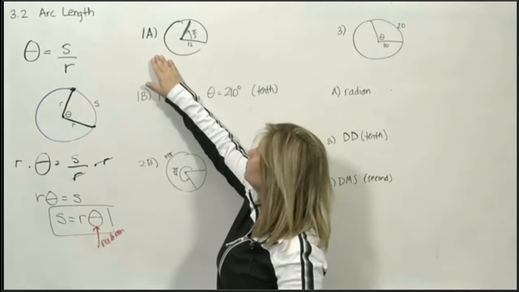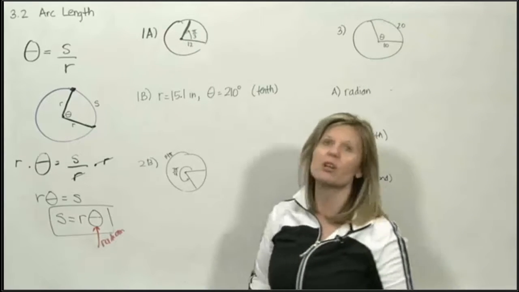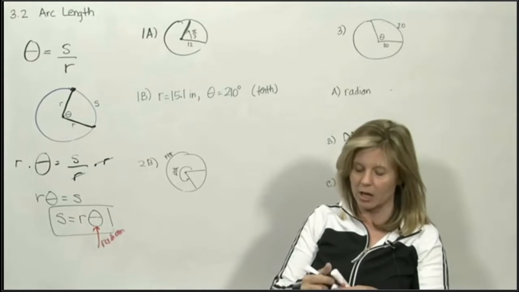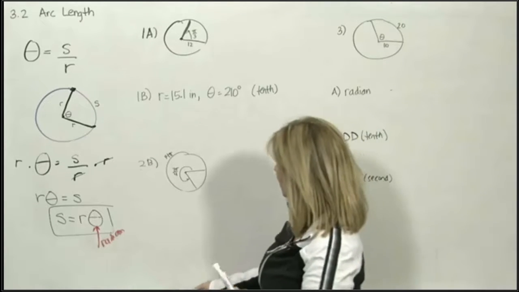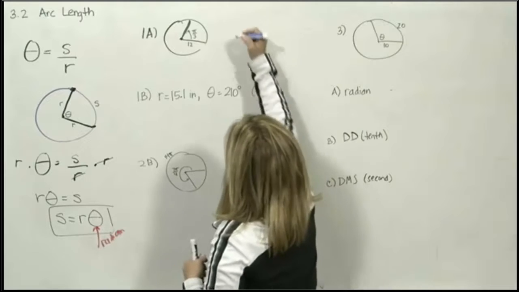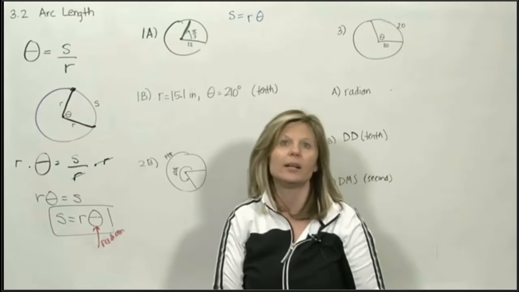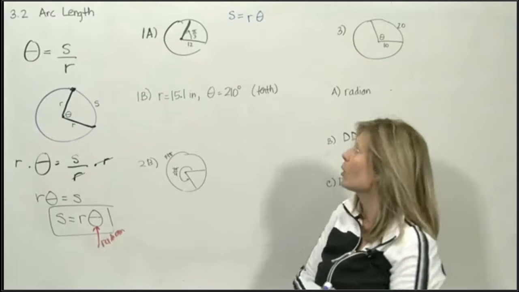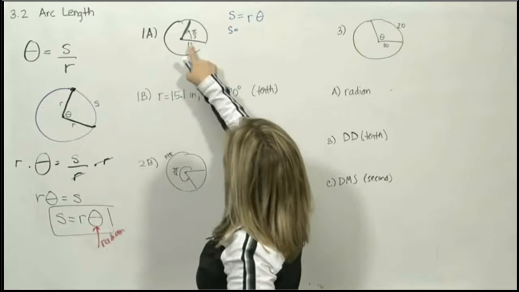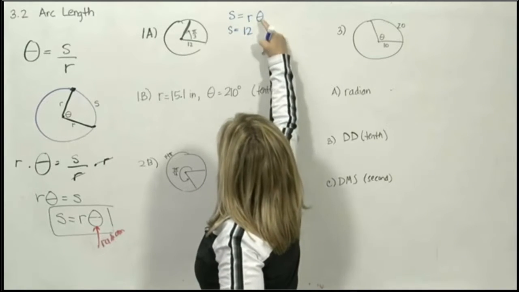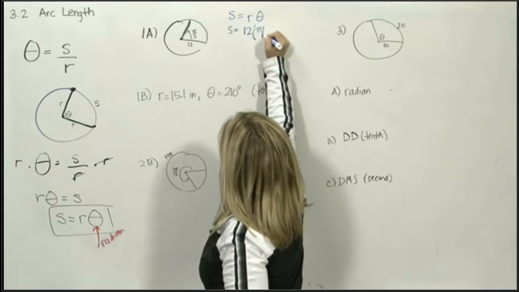Let's go to 1A. 1A says, if this is my given information, find the length of the arc. So let's look. If it says find the length of an arc, the first thing we're going to do is write down the formula. What is the formula, people? S equals R theta. Good. The formula is written down. Now we're going to fill in what we know. If we look at this diagram, we know the length of the radius. It's 12. We know the measure of the central angle. It's in radian measure, pi over 3.